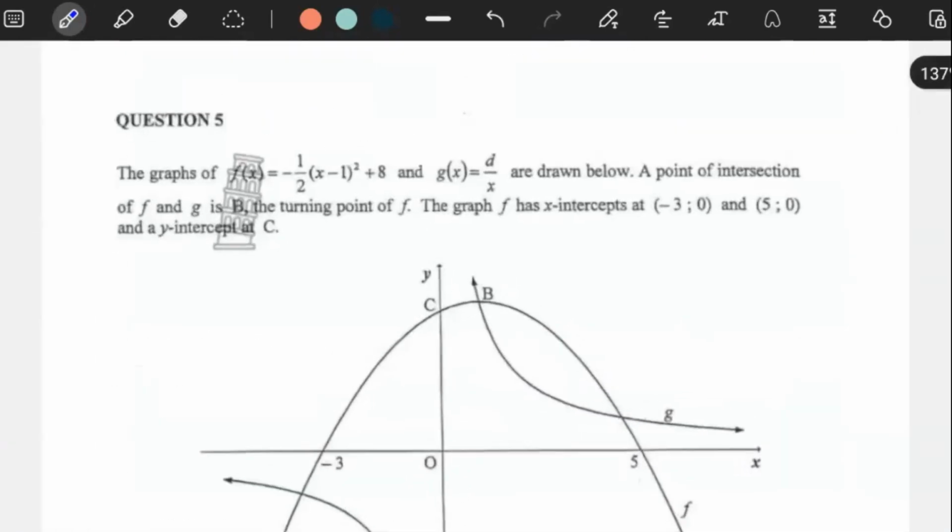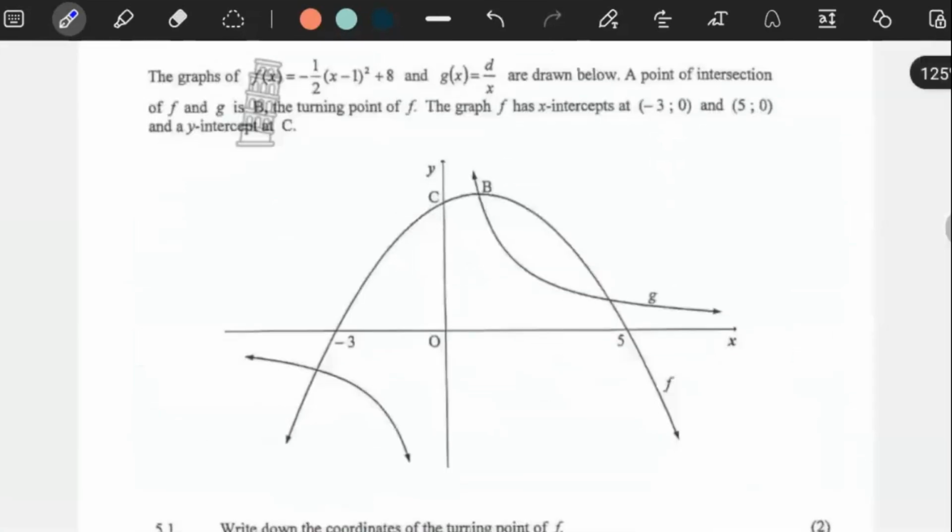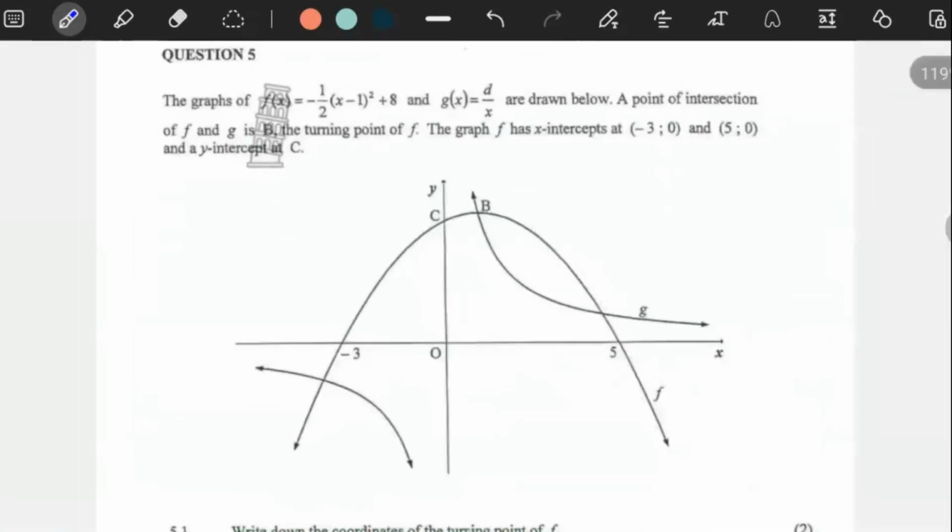So let's move on to question number 5. It says the graphs of f of x and g of x are drawn. So f of x is clearly a parabola, and g of x is a hyperbola. It says here a point of intersection of f and g is b. They meet over here. They also meet over there, but they did not mention it. Normally, if they don't mention anything, it's usually not very necessary to give a lot of attention.